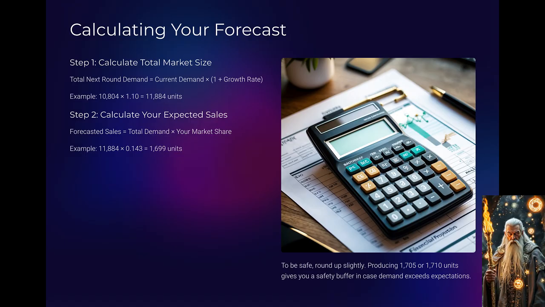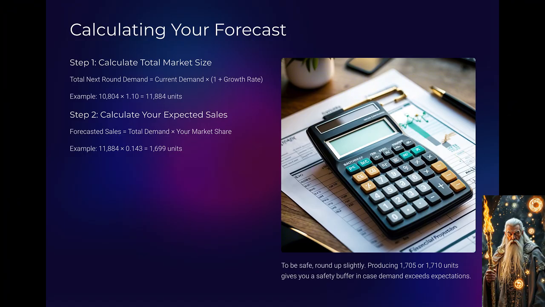Let's use an example. Suppose the total industry demand for low-tech in the current round is 10,804 units. The expected growth rate is 10%. We calculate the projected total demand next round like this: total next round demand equals current demand times (1 plus growth rate), which is 10,804 times 1.10, equal to 11,884 units. So the market will grow to about 11,884 units next round.